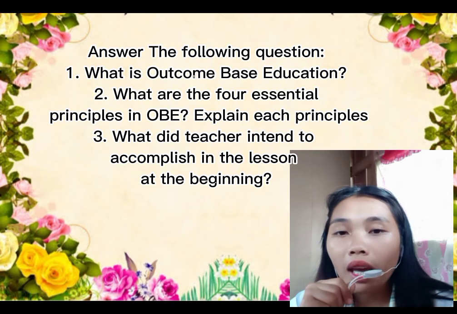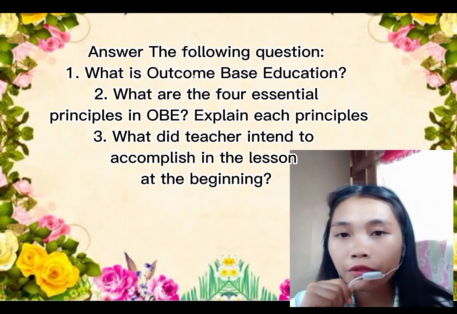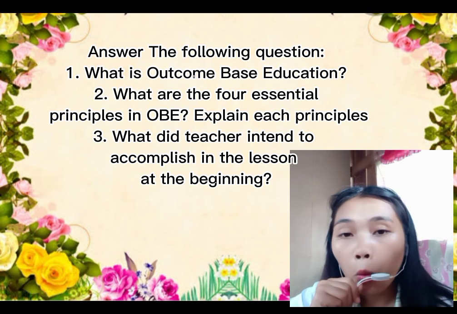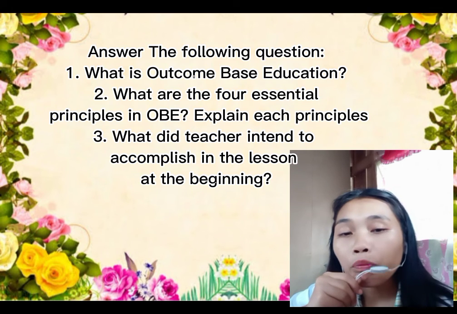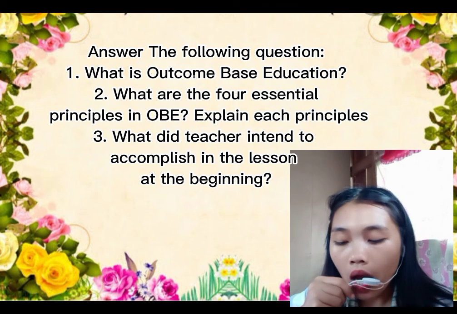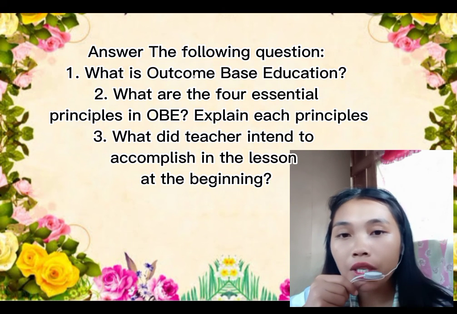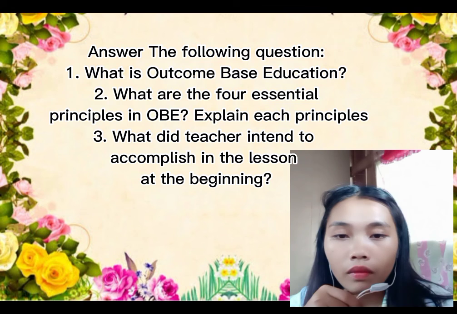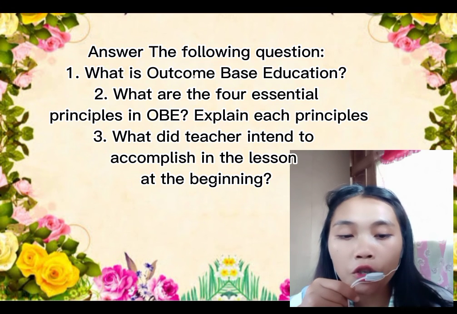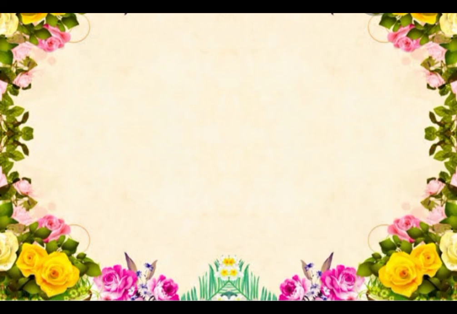Before I end, I give an activity. Answer the questions briefly. The first is, what is outcome-based education? Number two is, what are the four essential principles in OBE? Explain each principle. And the last question is, what did the teacher intend to accomplish in the lesson at the beginning?